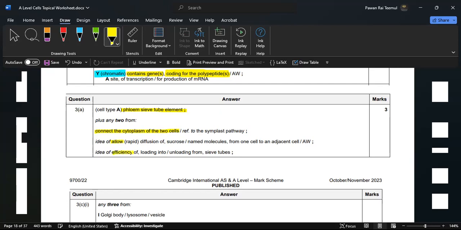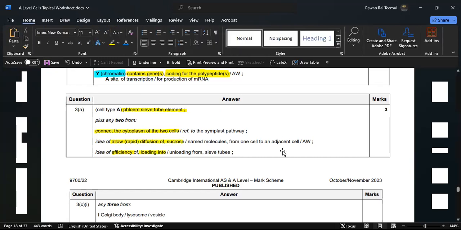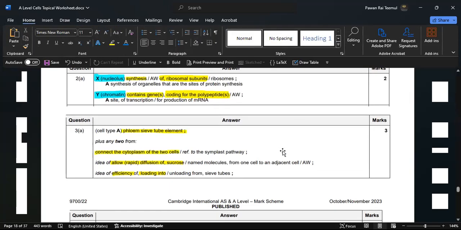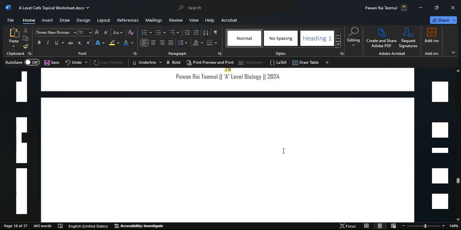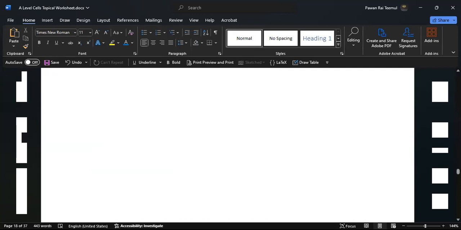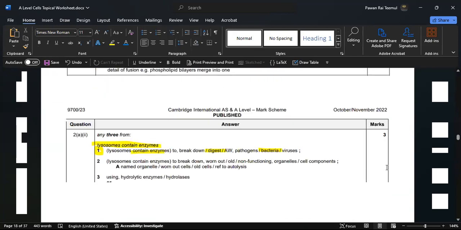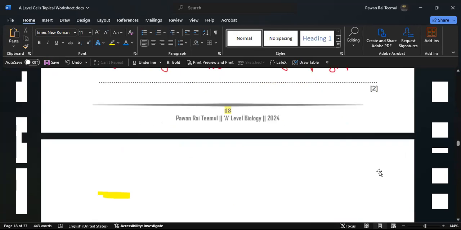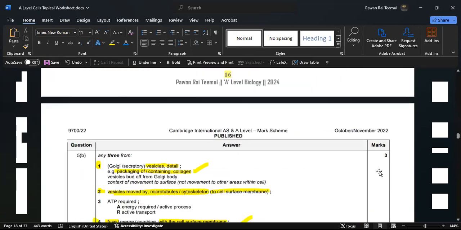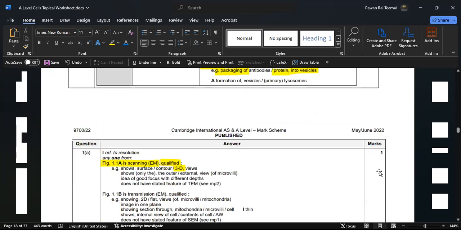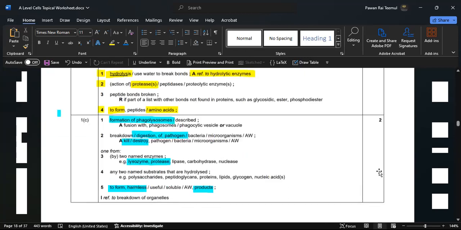Yeah. Cell type A is the phloem sieve tube element, and it connects the cytoplasm of two cells, which allows the efficient, you may just say, allows the efficient or rapid diffusion of sucrose. Okay, it connects the cytoplasm of two cells and hence allows for rapid diffusion of sucrose. Let's just get back here. Sieve tube element.